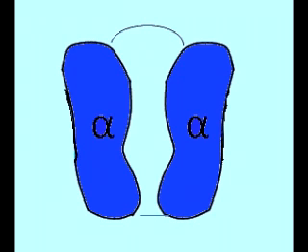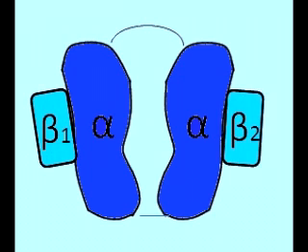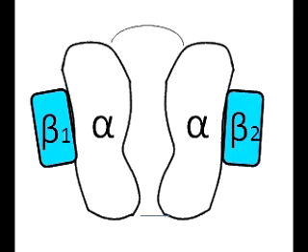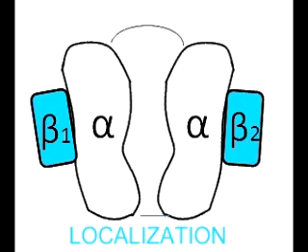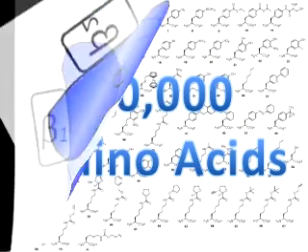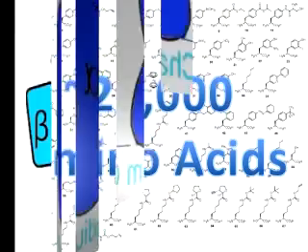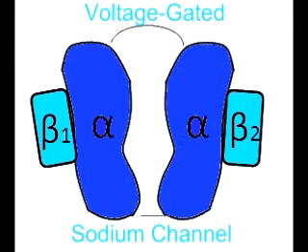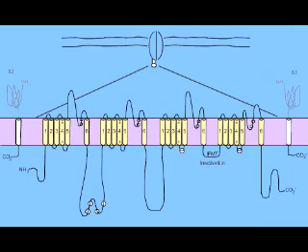The sodium channel consists of alpha and beta subunits. While the beta subunits play a role in localization, the alpha subunits, approximately 2,000 amino acids, make up this channel. The amino acid residues are organized into 4 homologous domains and 6 transmembrane units.